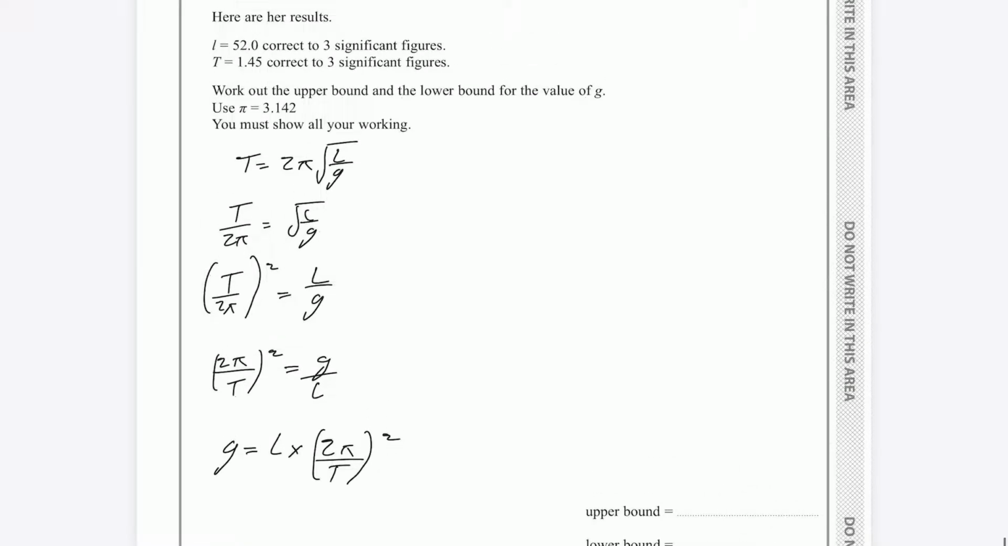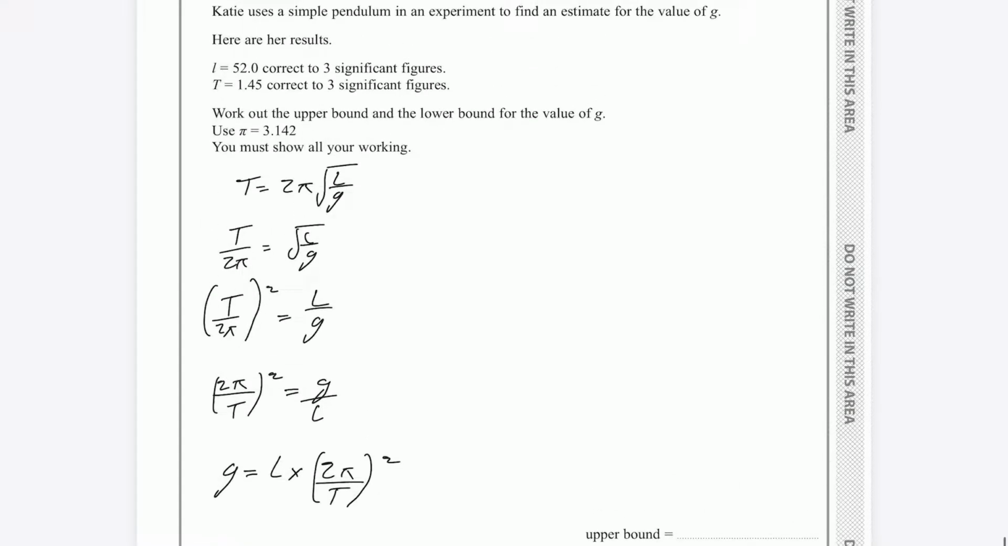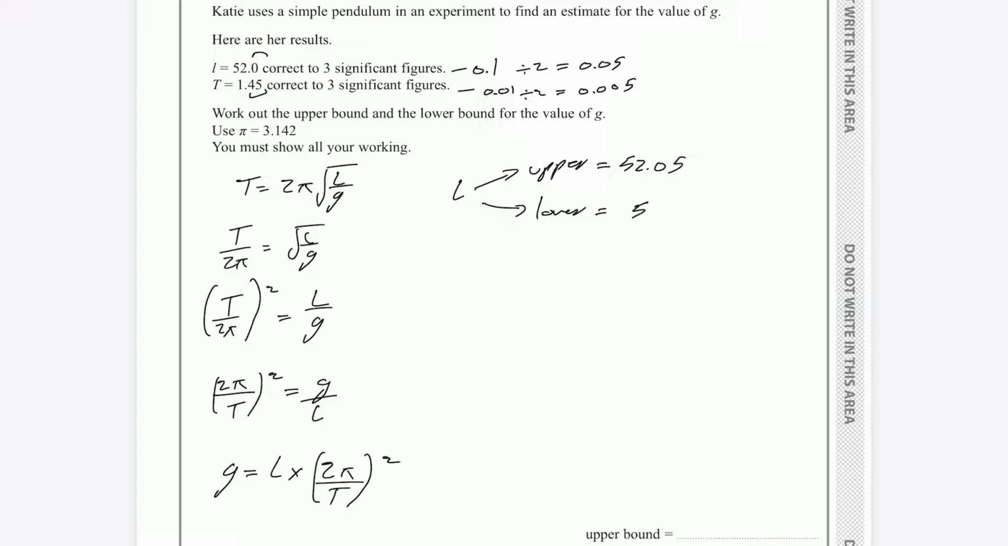Right, so now we need to find the upper bound and the lower bound of g. Firstly, we've been given this to 3 significant figures, so that's 0.1 after the decimal place. And this has 2 decimal places, so that's 0.01. I can divide this by 2 to work out the interval, so that's going to be 0.05. And divide that by 2, and that's going to be 0.005. Okay, so for L, the upper bound is equal to 52.05, and the lower bound is equal to 51.95.